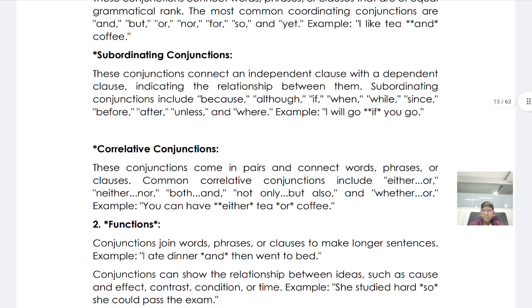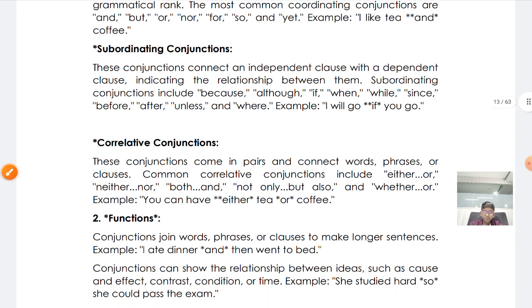So next comes the correlative conjunctions. These conjunctions come in pairs and connect words, phrases, or clauses. Common correlative conjunctions include either...or, neither...nor, both...and, not only...but also, and whether...or. Example, you can have either tea or coffee. Means you can order tea or coffee.